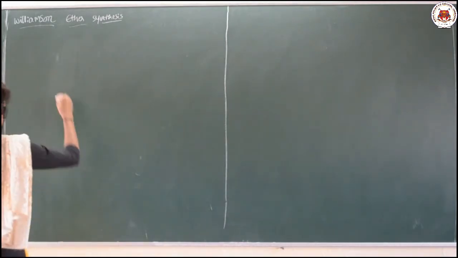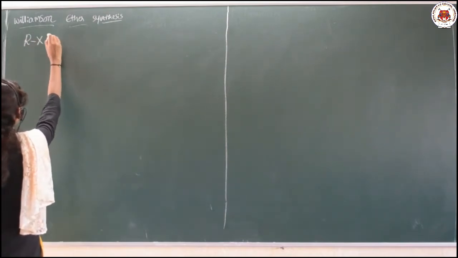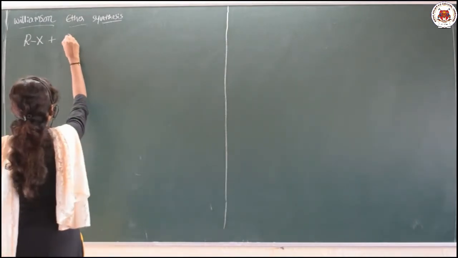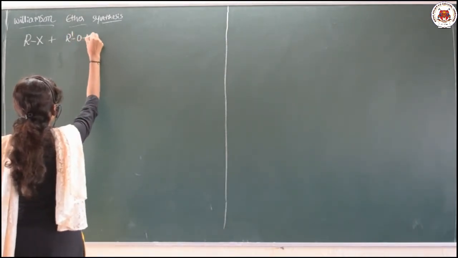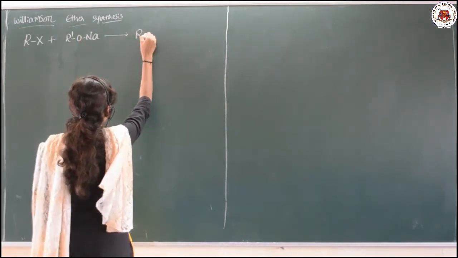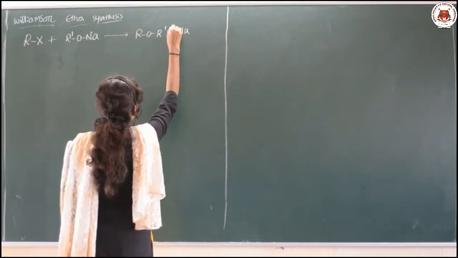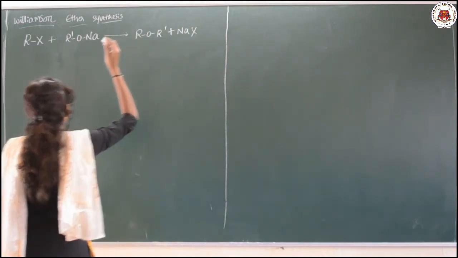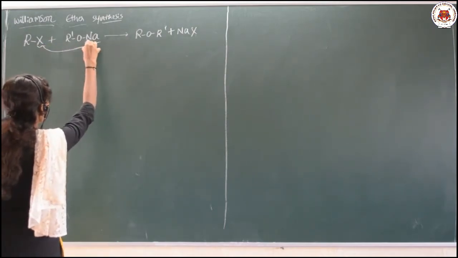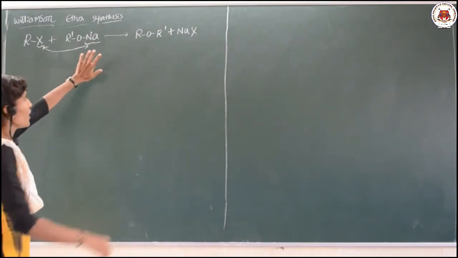So in Williamson ether synthesis, an alkyl halide is treated with sodium alkoxide. So what is the formation? Ether is going to be formed along with the release of the sodium salt like this. This Na and this X both will separate out as NaX, and there is a formation of the ether.